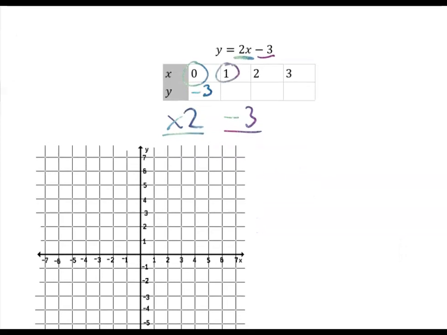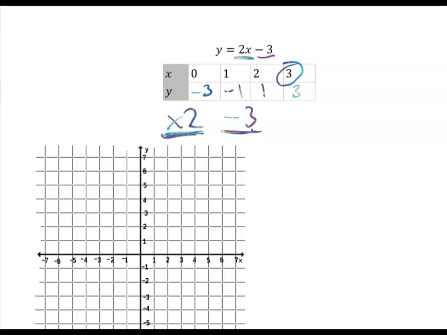All right, let's do 1 now. So 1 times 2 is 2. Take off 3 gives me minus 1. 2. 2 times 2 is 4. Take away 3 gives me 1. And then 3. 3 times 2 is 6. Take away 3 is 3.